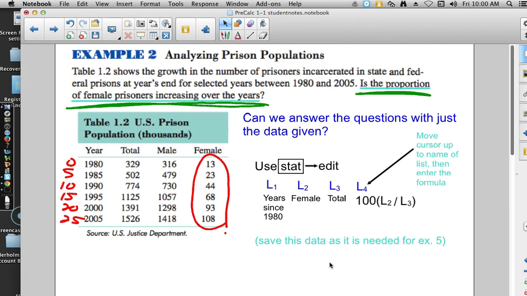And when we hit enter, it's just going to fill that column for us. It does all the math. We don't have to do it. Where's the comma button? The comma button, oh, right above the 7.